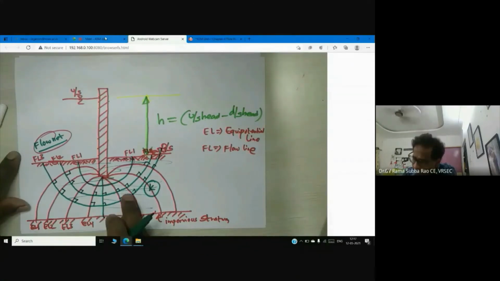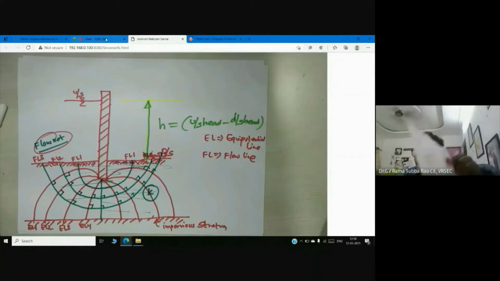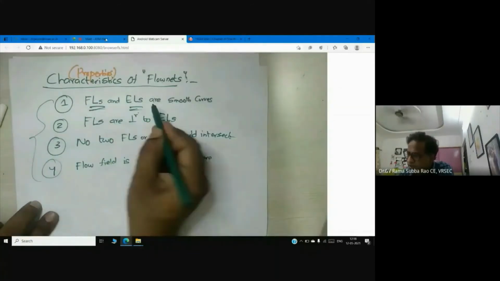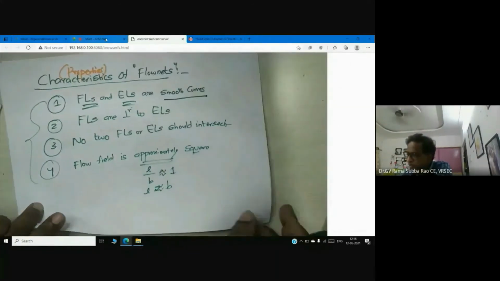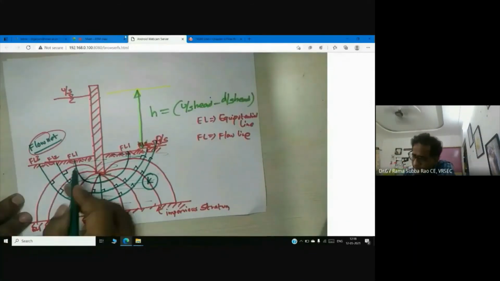And also, while drawing the lines, you might have observed. It is not that I am trying to praise myself. I am telling you, while drawing this figure, a lot of confidence is needed. Whatever we believe, we should retain that. So here I believe some fundamental things. You see, flow lines and equipotential lines are smooth curves. I never attempt to draw a straight line.